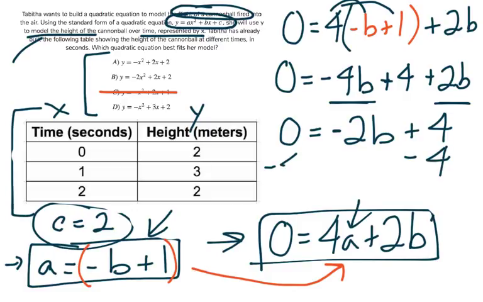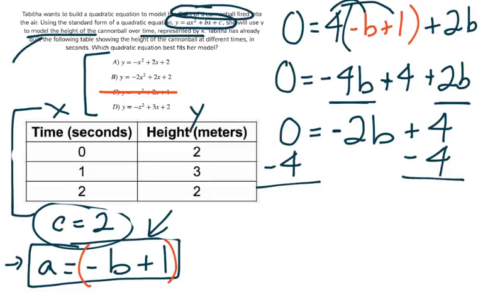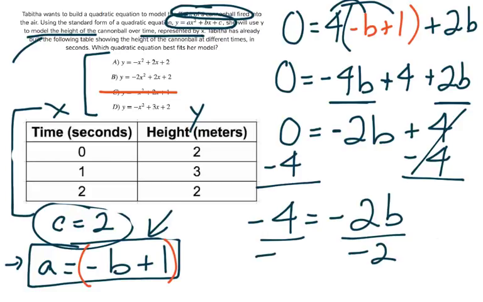Subtract 4 from both sides. And now I end up with negative 2b equals negative 4. Divide both sides by negative 2. And my answer is just b equals negative 4 divided by negative 2 is a positive 2.